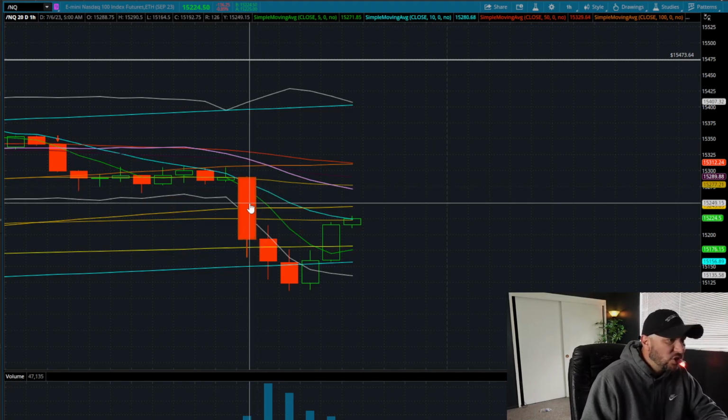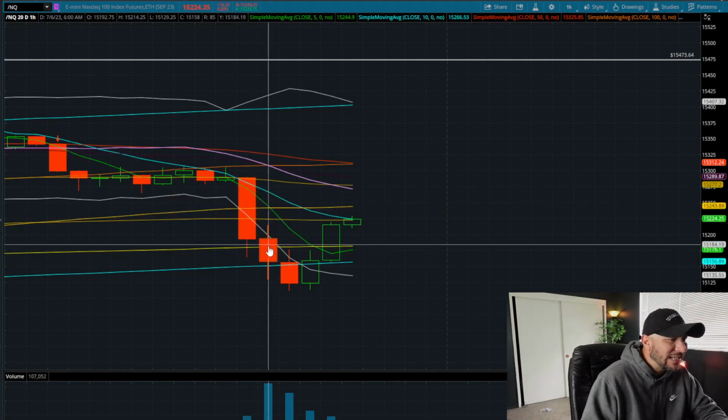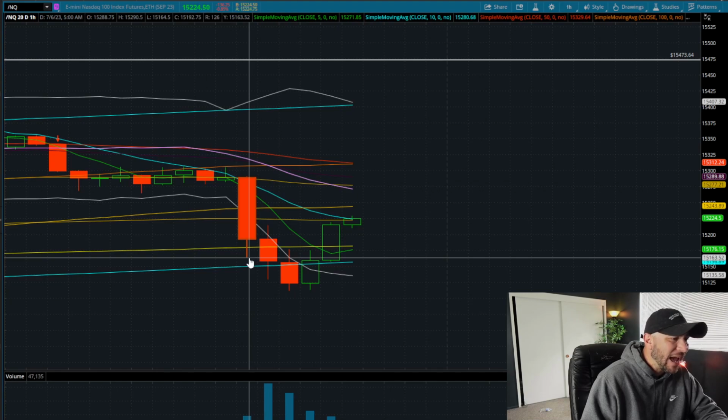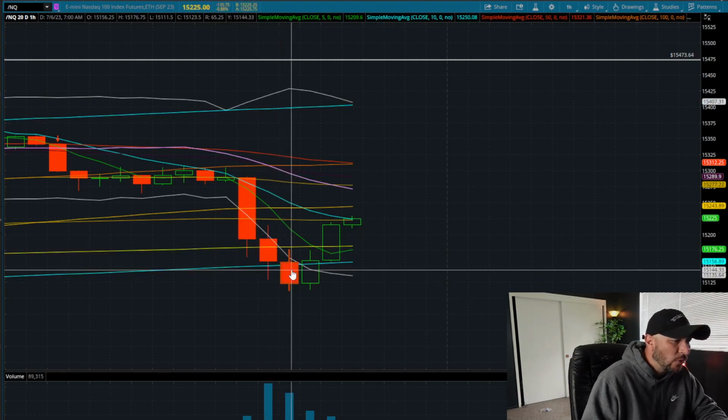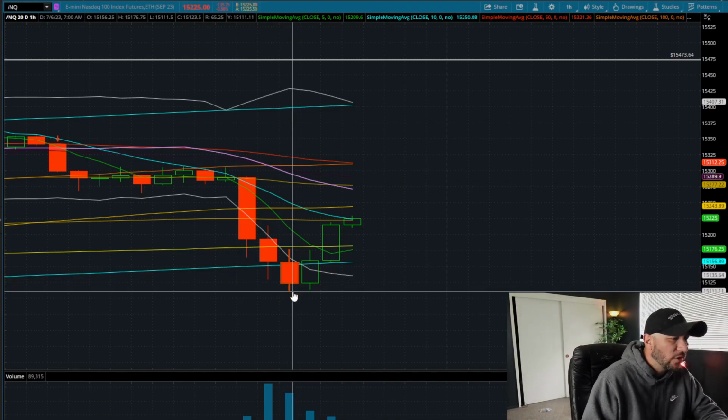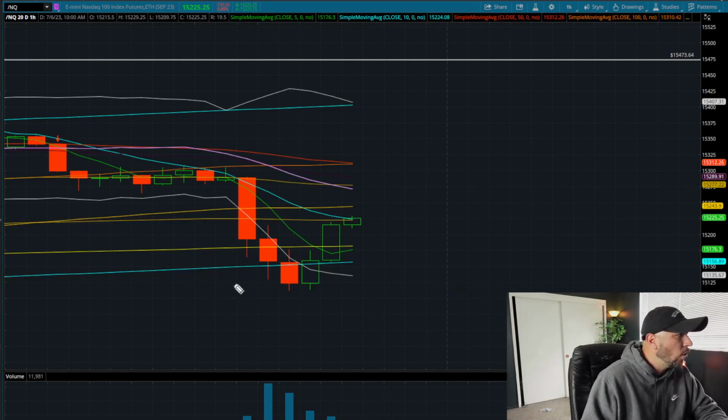So again, as you can see here, 5 a.m., we put in a nice low. 6 a.m., we take out this low, have some more continuation follow through. 7 a.m., we take out this low, have some more continuation follow through. And then I want you guys to start focusing on this candle here.